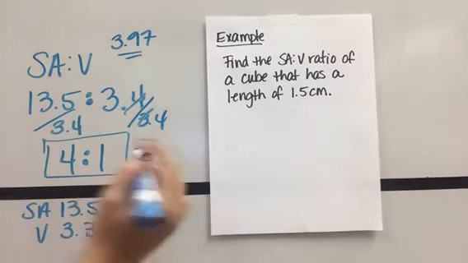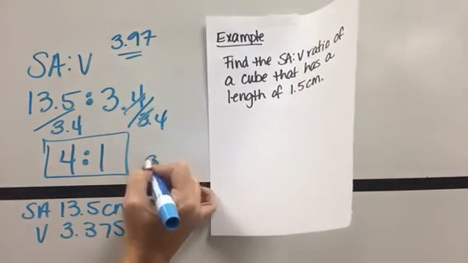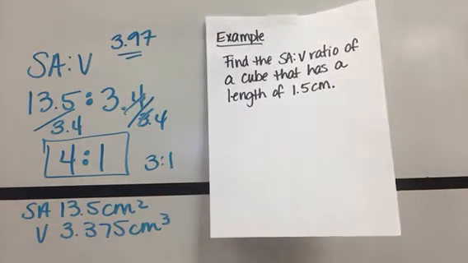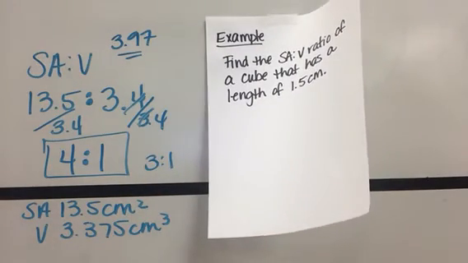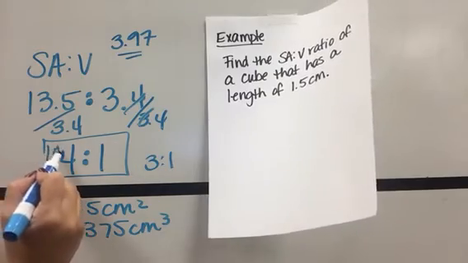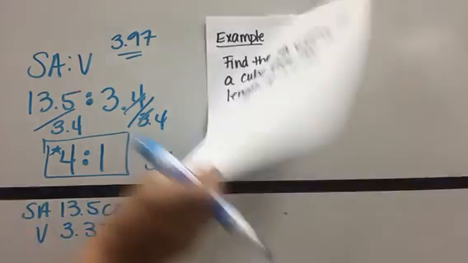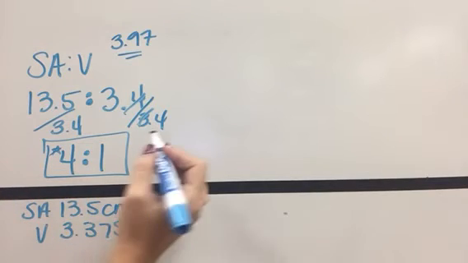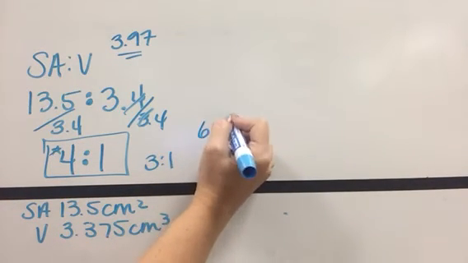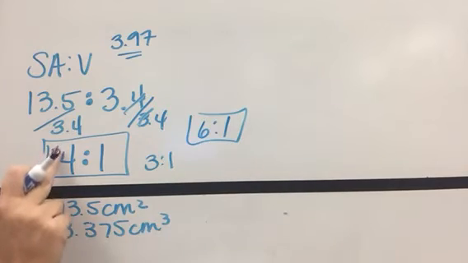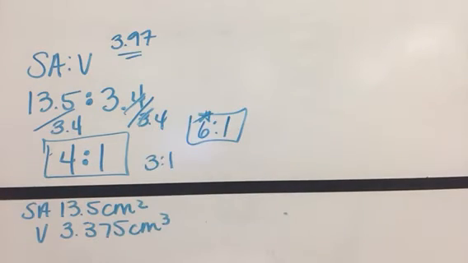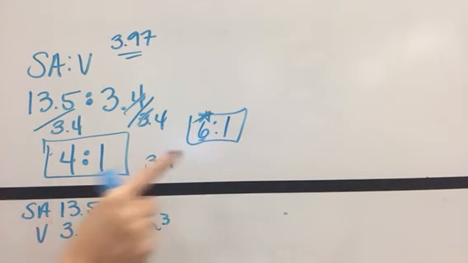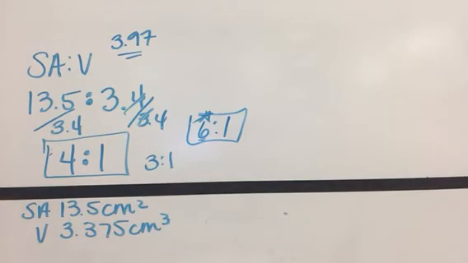If I were to have something else that is 3 to 1, think about which cell would be more efficient. This cell would be your more efficient cell because it has a higher ratio. If I had one that was 6 to 1, now my 6 to 1 would be better because we want a higher ratio. And so remember, as the cube gets larger, this number is going to get smaller.